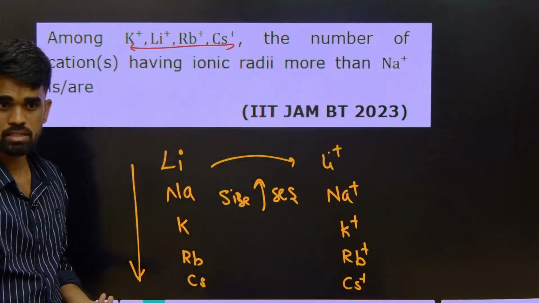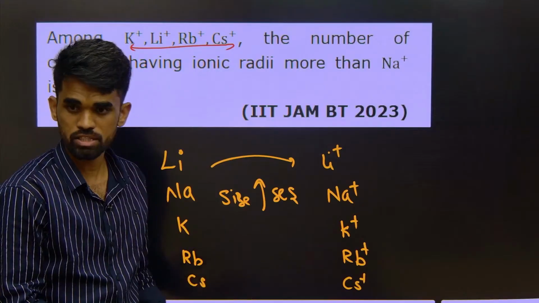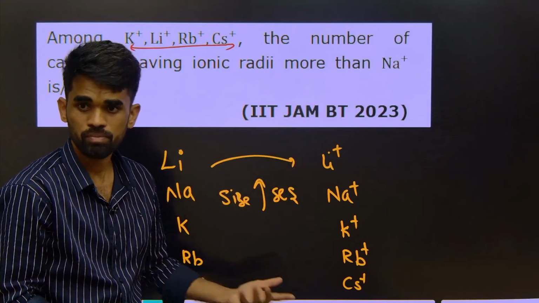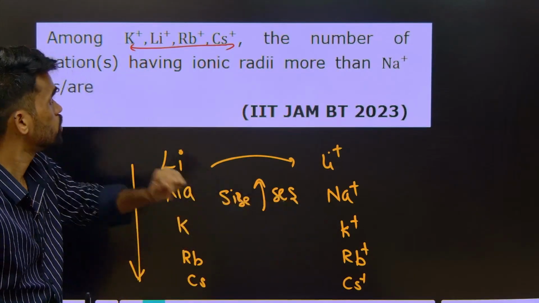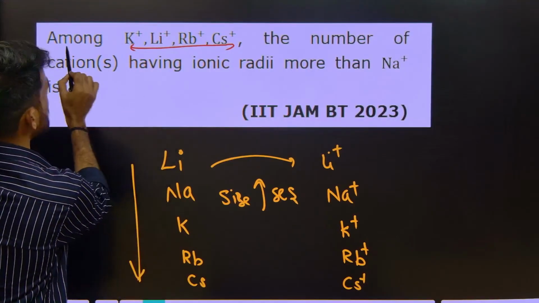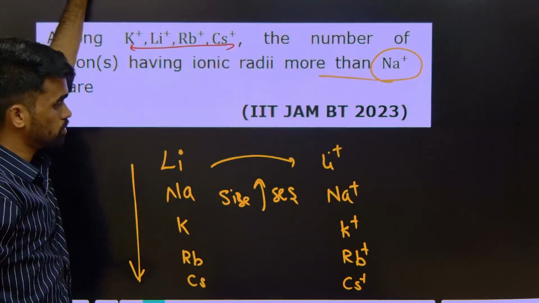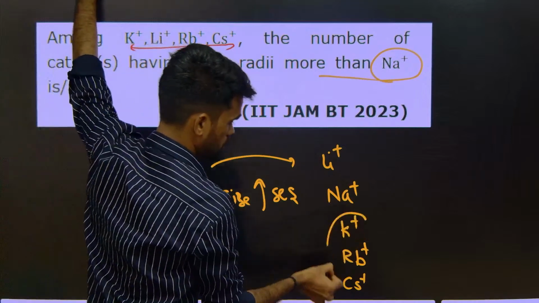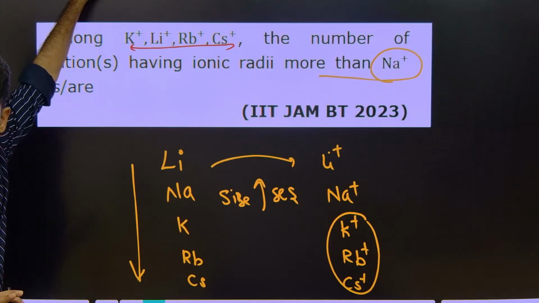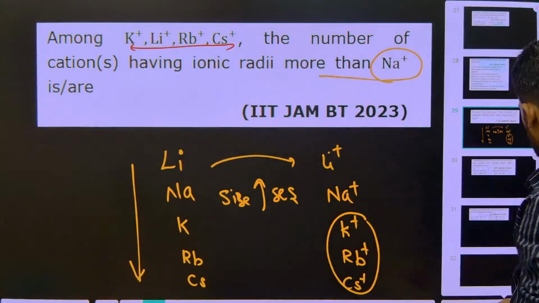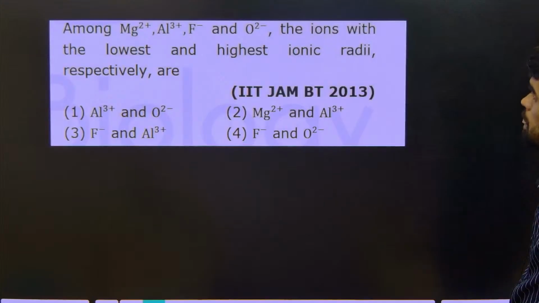So now tell me what happens. Here also the story is the same, no? Because the same number of electrons are removed. One electron is removed. So it means down the group size, what happens? Increases only. Same story, whatever you studied there, apply. So tell me what is their size? Among the ions, which have ionic radii more than Na plus? Potassium, rubidium, cesium. Easy only. Done with this? Let's move forward. Next, what about this?